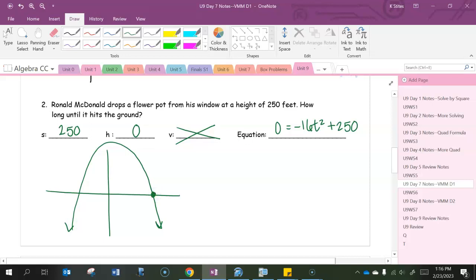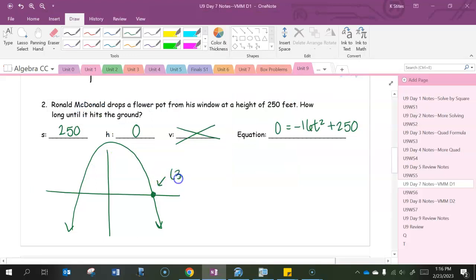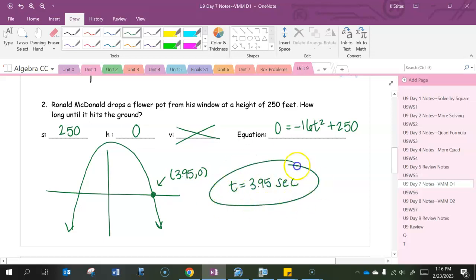And again, time can only be positive, so I'm just going to find the intersection point that is on the right side. All right, so then we're going to go ahead and do second trace 5, move your cursor over, and enter, enter, enter. And you should get about a 3.95. So 3.95 comma 0. And t equals 3.95 seconds.